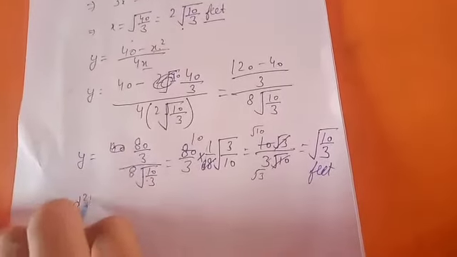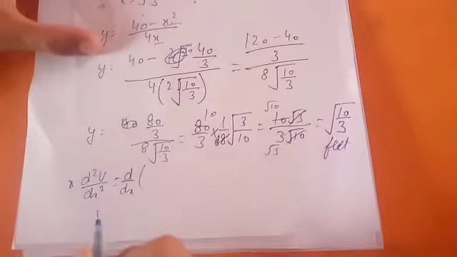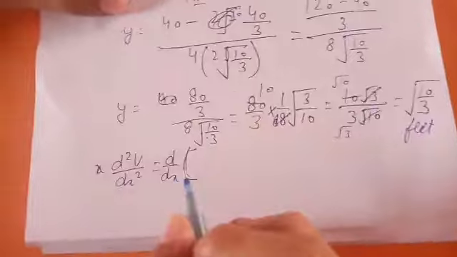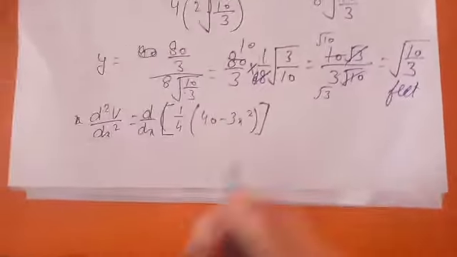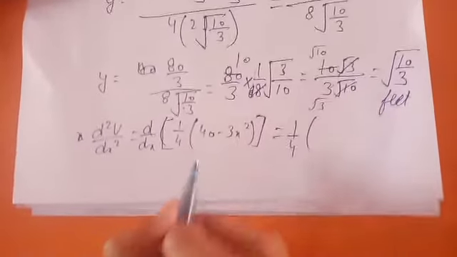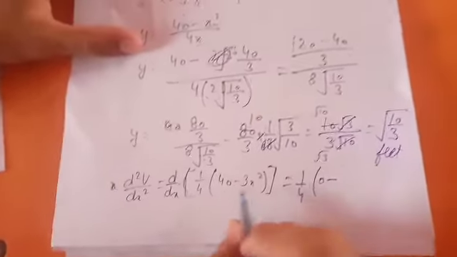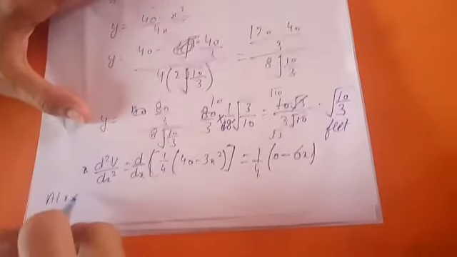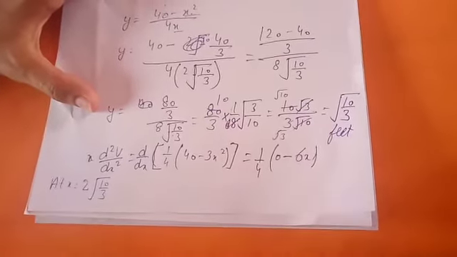Double derivative means d square V by dx square. So that will be d by dx of, what was our dV by dx? That was 1 by 4 into (40 minus 3x square). So it will be 1 by 4 as it is. It is a constant, differentiation of constant is 0. So it will be 0 minus, and of 3x square will be 6x. We have the value of x. So at x equal to, what is the value of x? It is 2 root 10 by 3.